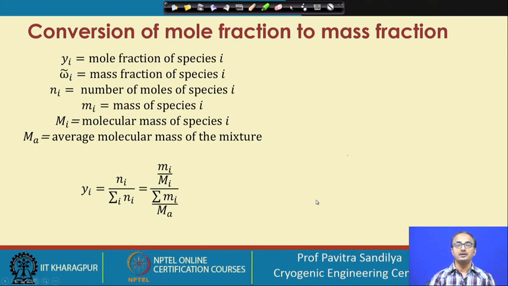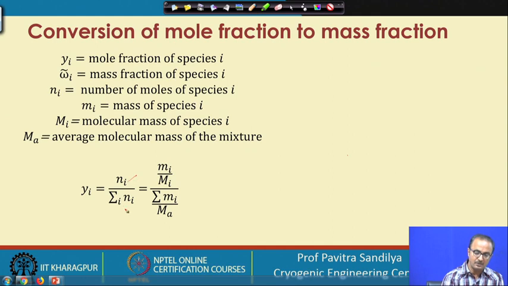Now, let us go with the basic definition of the mole fraction Yi. Here we are writing the basic definition, that is Ni divided by the total number of moles. Now, this Ni is being put in terms of the ratio of the mass of the species i divided by its molecular weight, that is capital Mi, and we are representing the total number of moles in the system as the total mass in the system divided by the average molecular mass in the system.